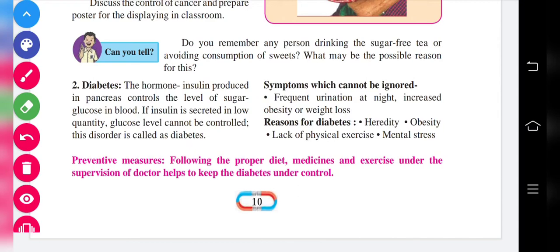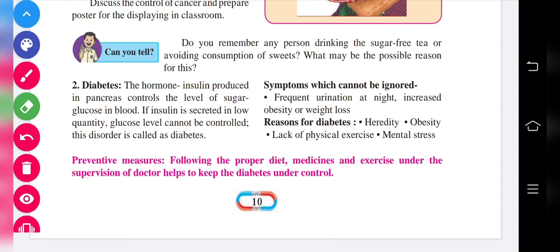If insulin is secreted in low quantity, the glucose level cannot be controlled. This is the disorder diabetes. When insulin is not controlling the sugar in the blood, the person suffering is a diabetic. So it is very important to maintain the body's insulin, and for that purpose the pancreas must secrete the insulin hormone.